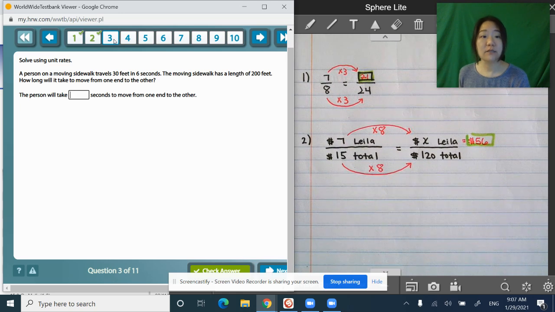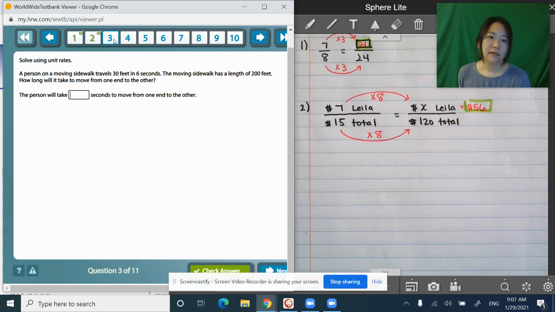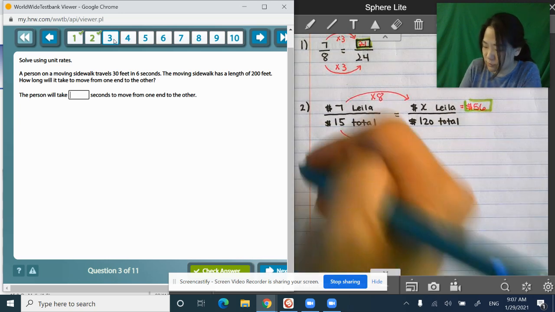Solve using unit rate. A person on a moving sidewalk travels 30 feet in 6 seconds. The moving sidewalk has a length of 200 feet. How long will it take to move from one end to the other? Okay, so it says use the unit rate. So I'm going to go ahead and use the unit rate.